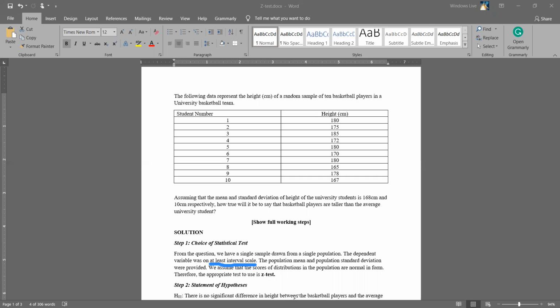Again, within the question, we were able to identify that the population mean and the population standard deviation were provided. So that is what we've indicated as part of the assumptions under step one. Then the last assumption, you wouldn't find it in the question, but always add it, where we indicate we assume the scores of distributions in the population are normal in form.